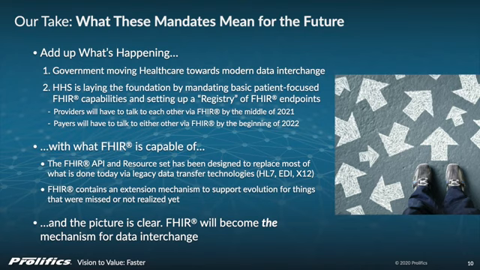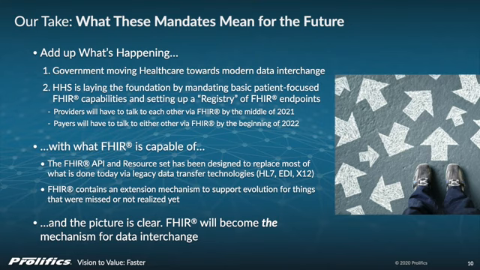Payers will have to start talking to patients, but the real big one is they're going to have to start talking to each other and exchanging data at patient request by the end of 2022. Let's look at what the method for them talking to each other is capable of.